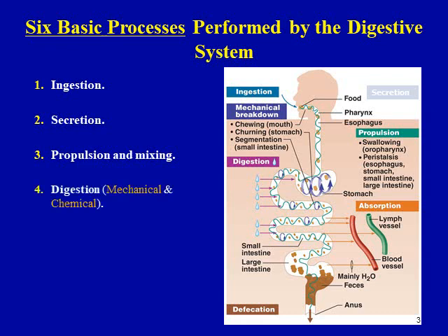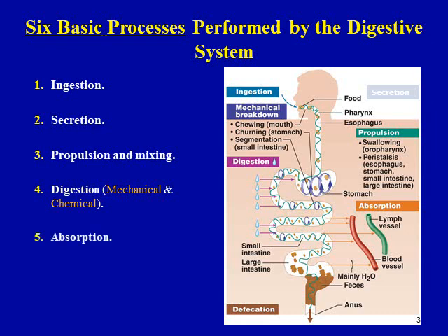The fourth important basic process is digestion, and it is composed of two parts: mechanical digestion, which is the function of the muscle fibers in the muscularis externa, which is part of the wall of the alimentary canal, and chemical digestion, which is a function of enzymes present in the digestive secretions or enzymes embedded in the apical membrane of the epithelial cells lining the small intestine, and we call them the brush border enzymes.